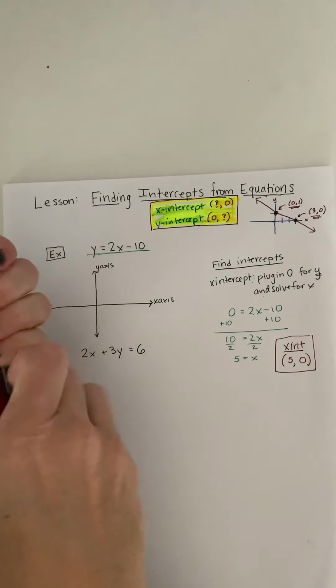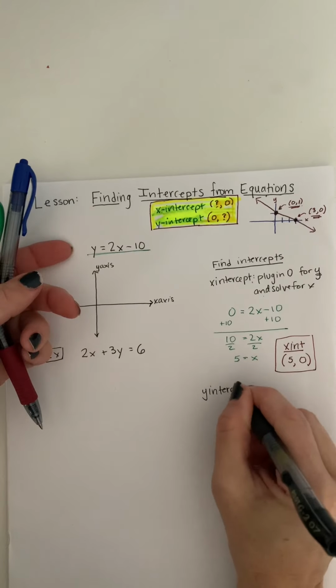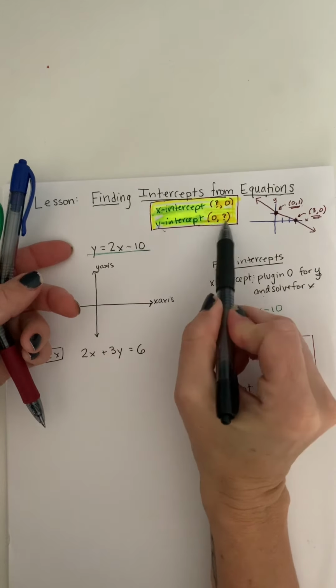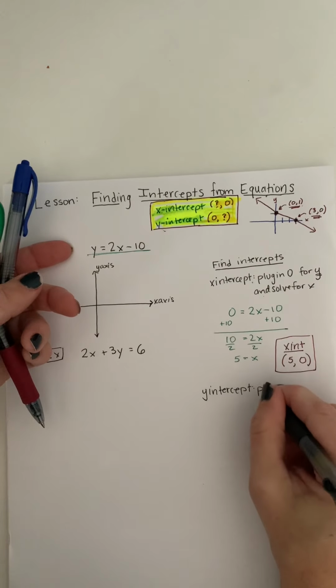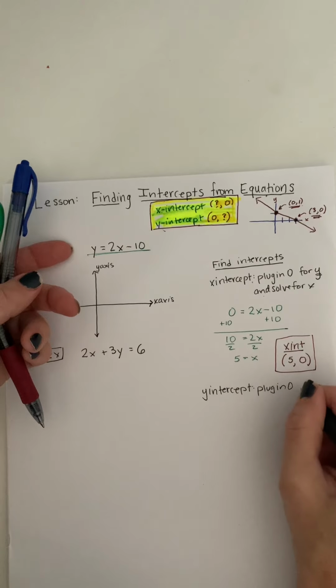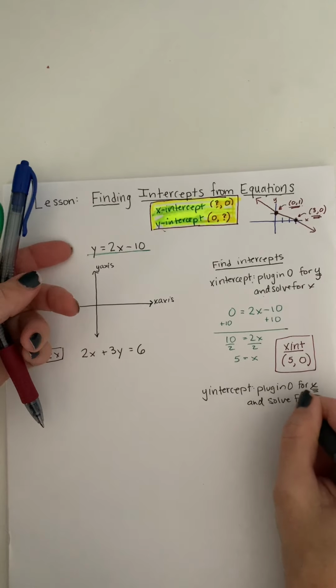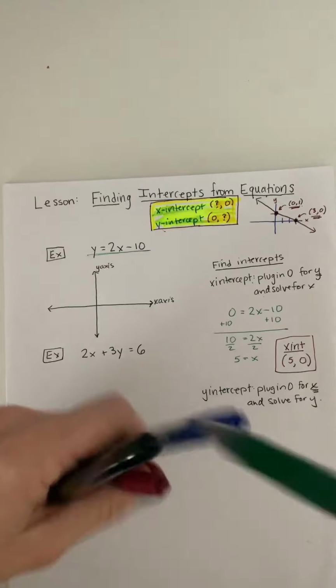Now we're going to do the same thing, but for the y. So we're going to find the y-intercept. So this works in the opposite way. For the y-intercept, x is 0, and I find the y. So for the y-intercept, I'm going to plug in 0 for x and solve for y.